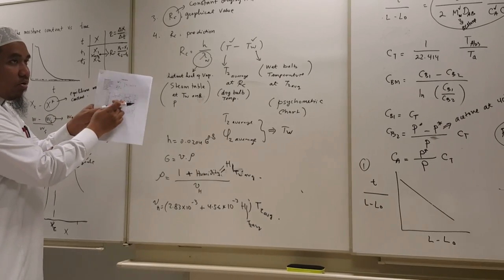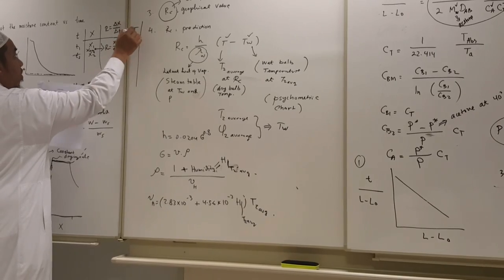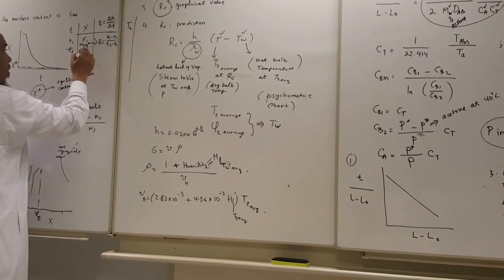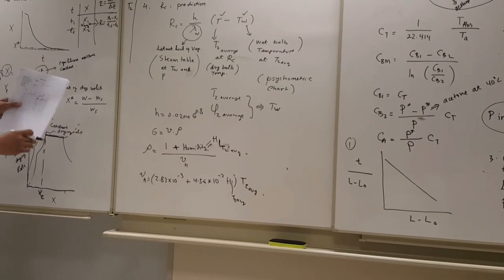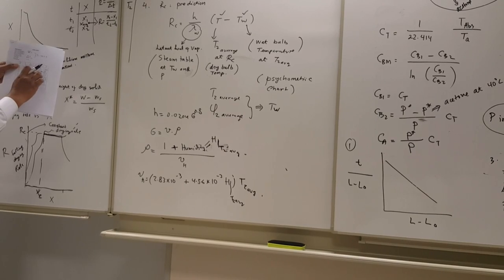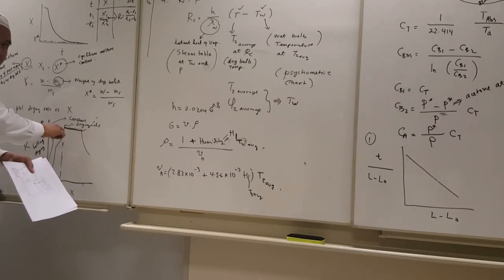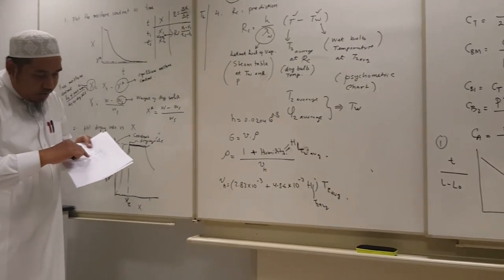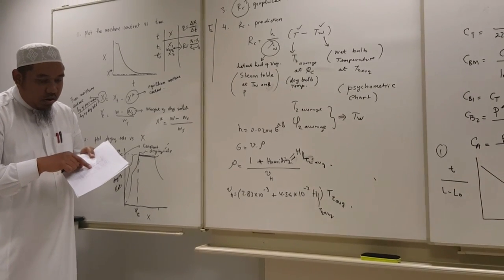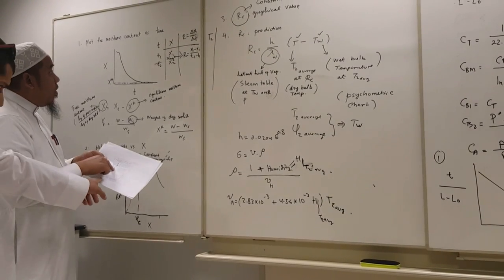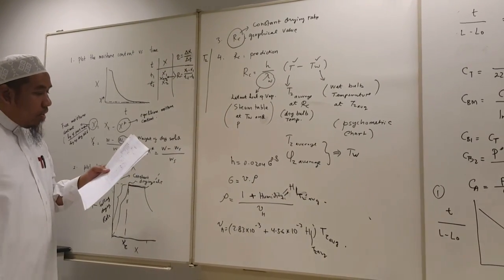Remember you have T2 here. At a certain value here, you have T2. So you get this response to a certain T2 from, let's say, this to this. You get this area. From, let's say, this data to this data. T1 and T2, from X1 to X5.